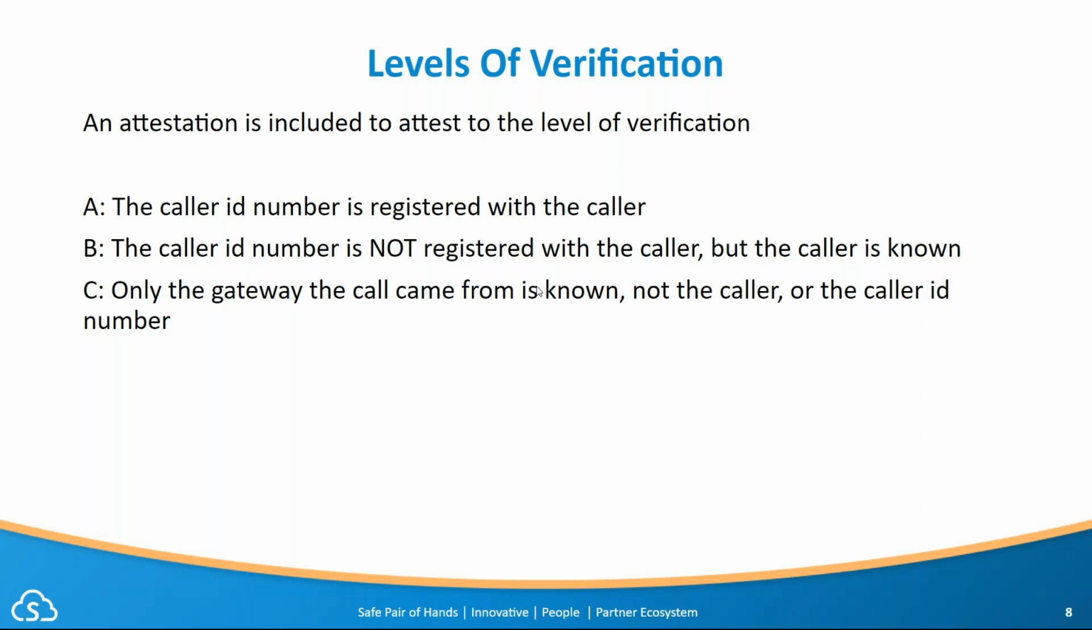B is the caller ID number is not registered with the caller, but the caller is known, meaning that there's a relationship there. So that could be, they may have signed legal paperwork saying, yes, this is who I am, and that's been verified. And then C is a last resort, which is only the gateway the call came from is known. We don't know the caller or the caller ID number. So very little is known about them, just that, hey, this provider sent us a call, we know the provider.